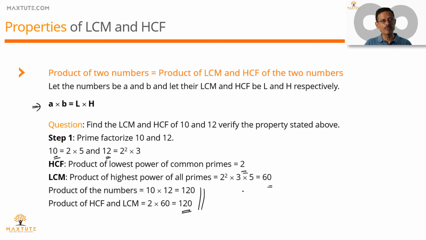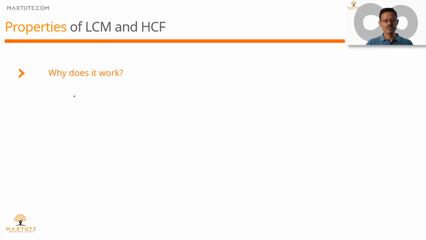Let's just take a couple of minutes to understand why this is working. Let's go with this example itself, this 10 and 12. 10 prime factorized as 2 into 5. 12 prime factorized as 2 square into 3. The product of these two numbers is a product of these four components: 2 into 5 into 2 square into 3.